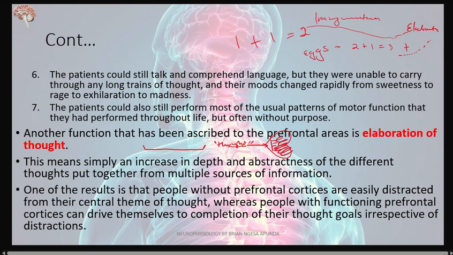information. One of the results is that people without the prefrontal cortex are easily distracted from the central theme of the thoughts, whereas people with functioning prefrontal cortex can drive themselves to completion of the thoughts to a certain goal, irrespective of the distraction. And this is very important, as we'll be able to see by some specific neurotransmitters that should be aiding this.